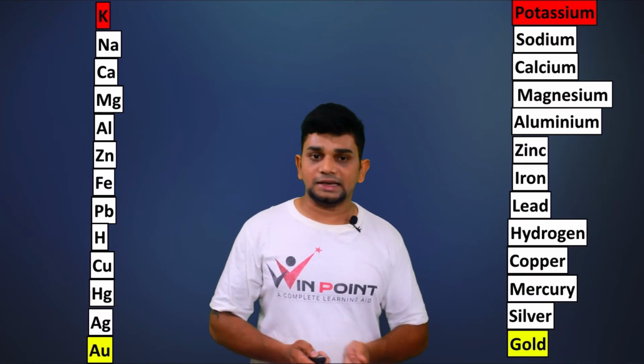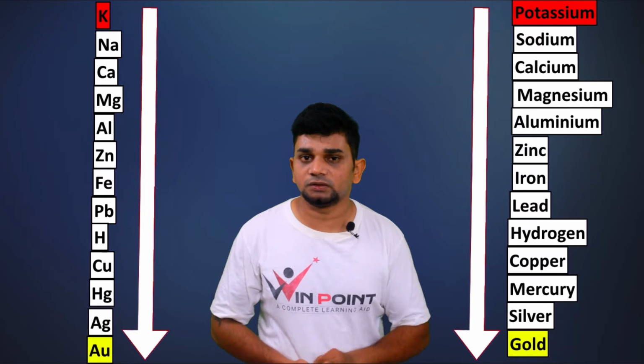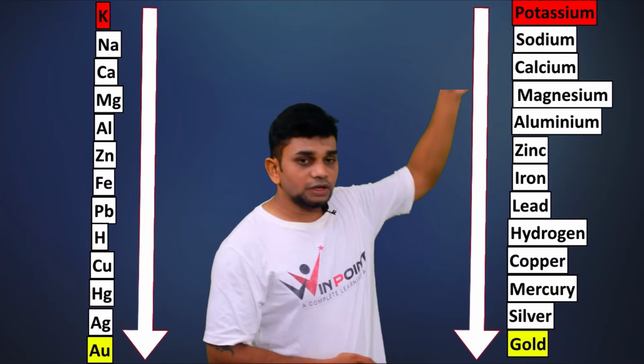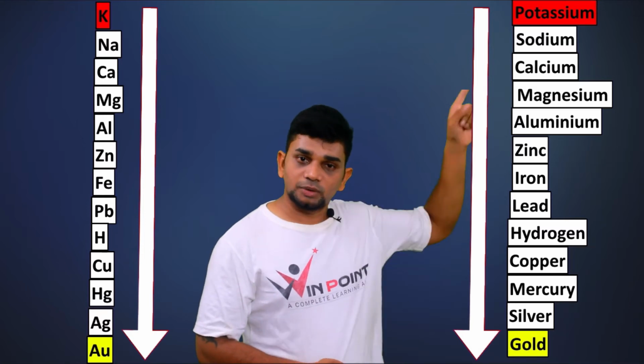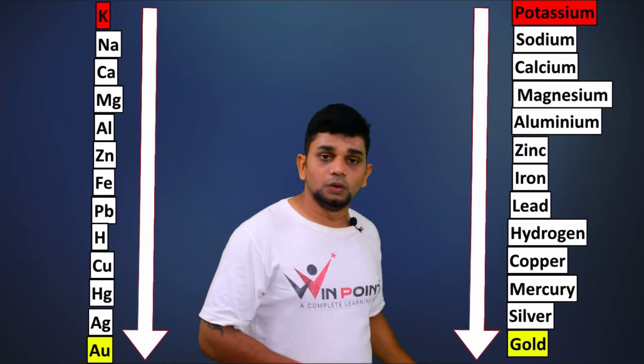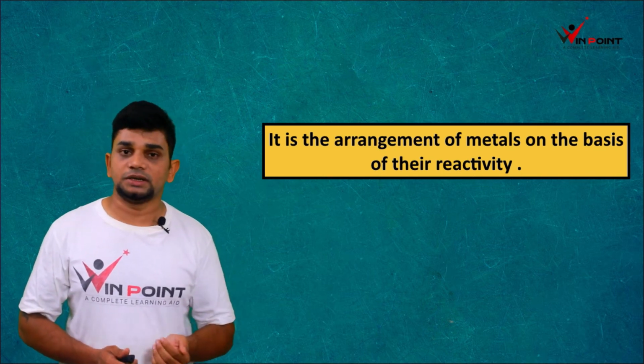So what do we mean by reactivity series? Reactivity series is the arrangement of metals on the basis of their reactivity, and when we are coming down, the reactivity is decreasing. The most reactive element is potassium, the least reactive element is gold. It is the arrangement of metals on the basis of their reactivity.